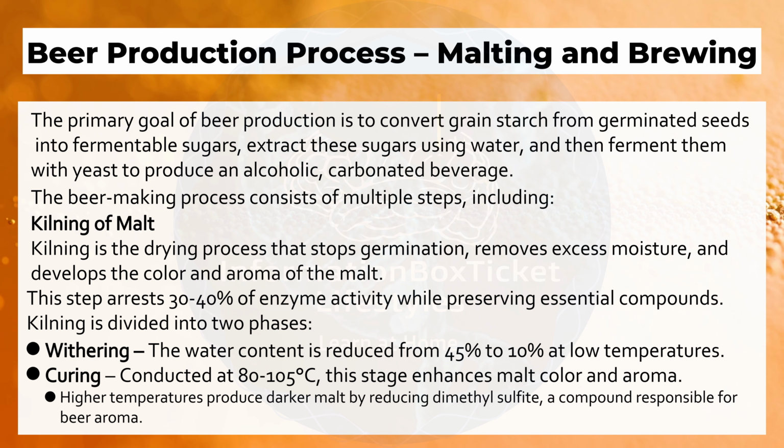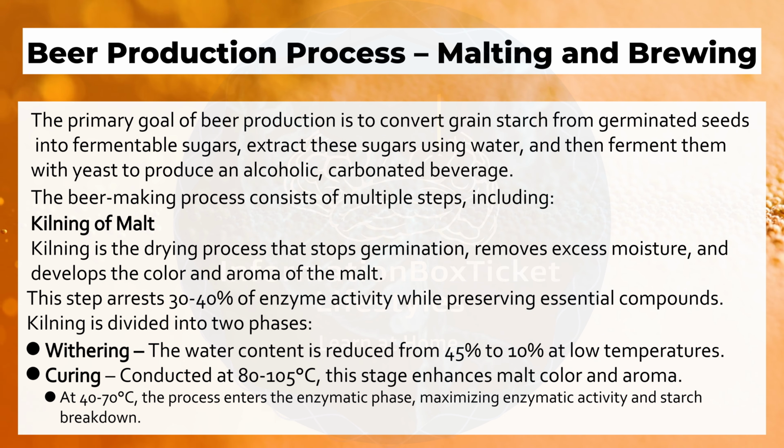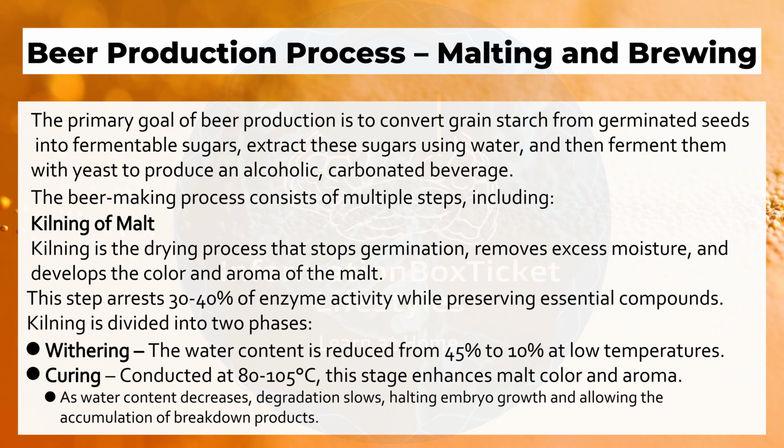Higher temperatures produce darker malt by reducing dimethyl sulfite, a compound responsible for beer aroma. If the temperature remains below 40 degrees Celsius, with water content above 20%, the grain remains in the growing phase, where enzymatic degradation continues. At 40 to 70 degrees Celsius, the process enters the enzymatic phase, maximizing enzymatic activity and starch breakdown. As water content decreases, degradation slows, halting embryo growth and allowing the accumulation of breakdown products.